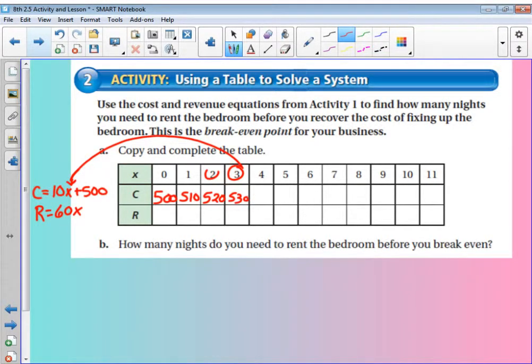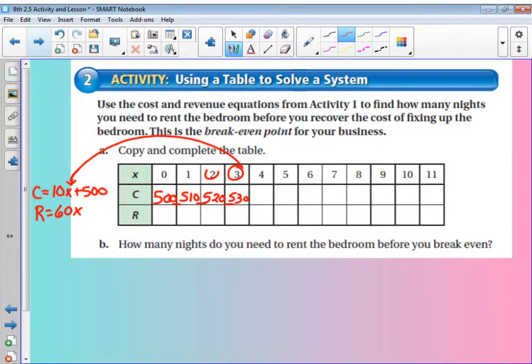Now, systems of linear equations have a consistent pattern. So from here on out, just because I'm doing so many, we're going to find what the pattern is. If we look between our numbers, it goes up by 10 every time. So let's just finish out the cost equation using our pattern.